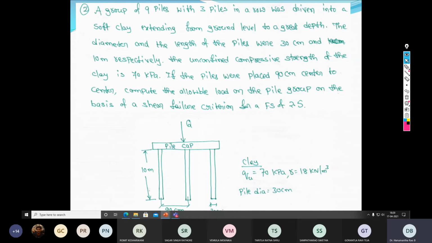This is also for the practice of pile capacity calculation on the pile group. A group of 9 piles with 3 piles in a row was driven into a soft clay extending from ground level to a great depth. The diameter and the length of the piles were 30 centimeter and 10 meter respectively. The unconfined compressive strength of the clay is 70 kilopascals. The piles were placed 90 centimeter center to center. Compute the allowable load on the pile group on the basis of shear failure criterion for a factor of safety of 2.5.